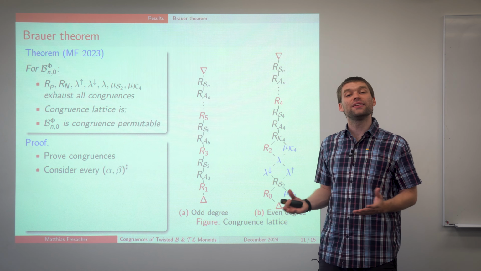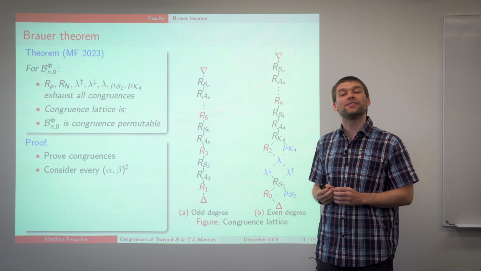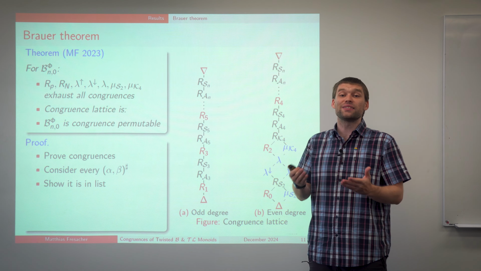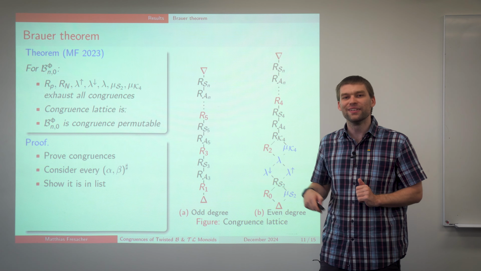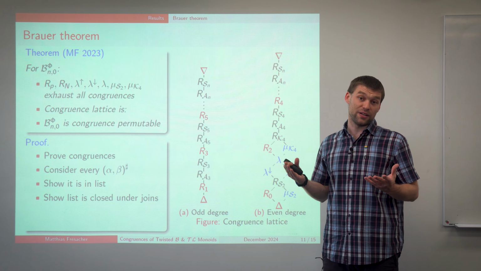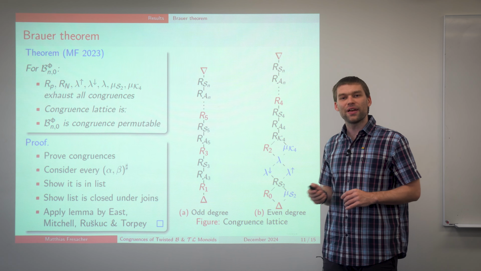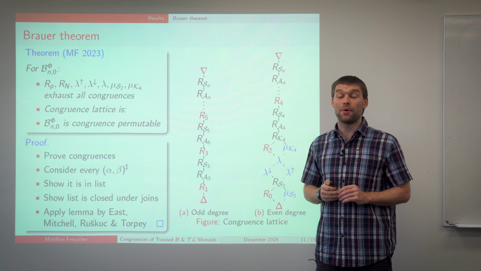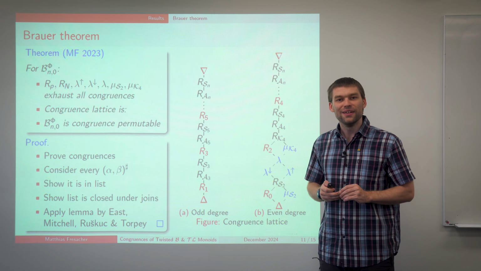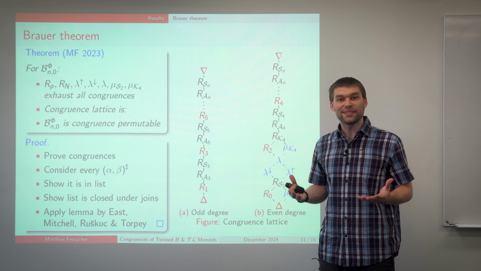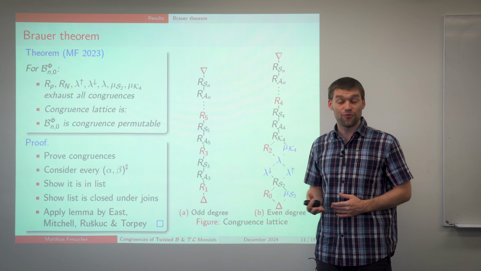Having done that, I then need to consider every possible pair of diagrams alpha and beta and look at what's the principal congruence that pair generates. I need to show that is contained in my list of congruences and that the list is closed under joins. If I've done that, I can apply a very helpful lemma by East, Mitchell, Ruškuc and Torpey that says that my list of congruences is in fact the entire list of congruences for this monoid.